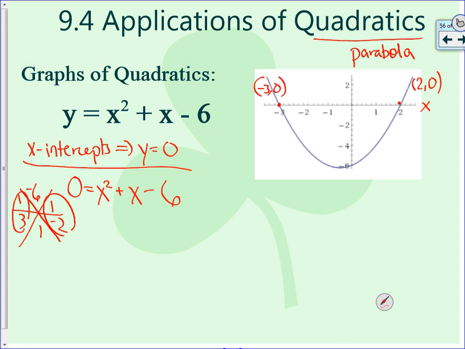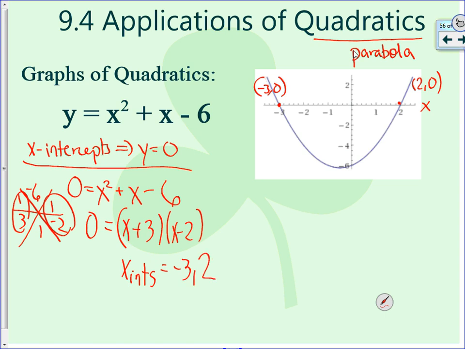So here are my coefficients. So I get 0 equals x plus 3 times x minus 2. So therefore, my x-intercepts are at -3 and 2. So the x-intercepts are where the graph crosses the x-axis, and the way you find them is by factoring. And if you can't factor, you can use the quadratic formula, or you can use completing the square.